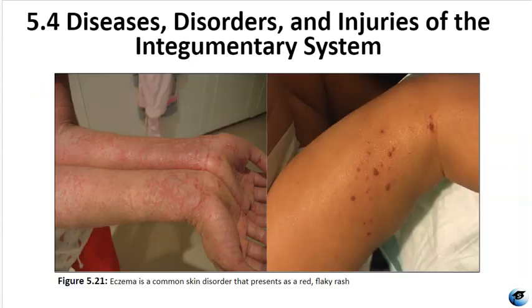Eczema, also known as atopic dermatitis, is shown here in figure 5.21. It produces a rash due to a combination of genetic, immune system, and environmental factors. The skin barrier is compromised, leading to increased susceptibility to irritants, allergens, and microbial invasion. Symptoms are usually managed with moisturizers, corticosteroid creams, and immunosuppressants.